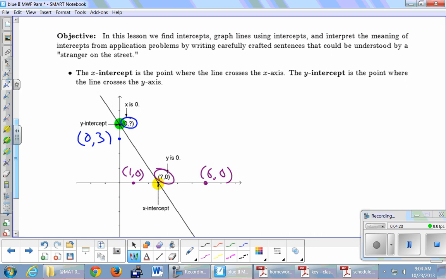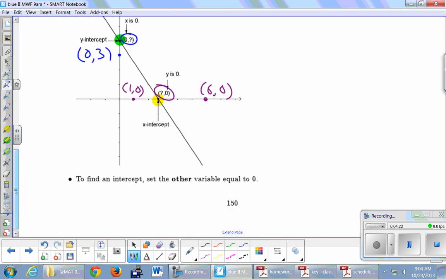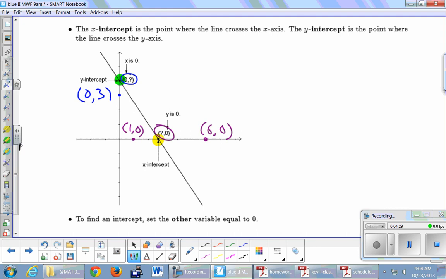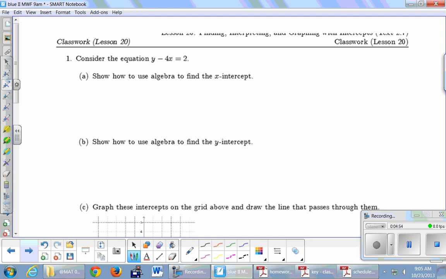Okay, so here's our big summary. To find an intercept, you set the other variable equal to 0. And let's be clear, to find the x-intercept, you set the y equal to 0. Yes? To find the y-intercept, you set the x equal to 0. So do we understand what I mean by saying this other variable? If you want to find the x-intercept, you let the y equal 0. To find the x, you let the y equal 0. And then the other way. Okay, so let's see how we can do this in an example.